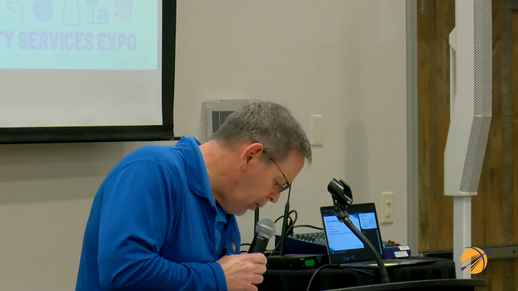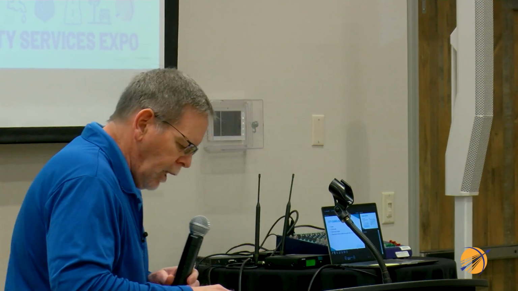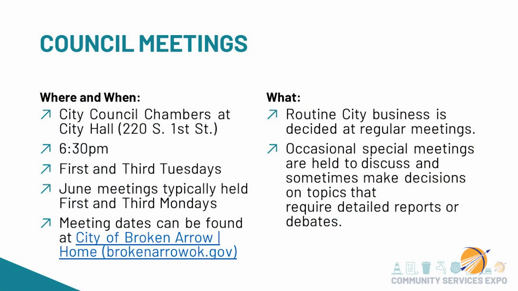So the city council, in order for them to go about their business and adopt policy, adopt any other kind of legislation, they have meetings to do that. They meet twice a month. Council meetings are held first and third Tuesdays of each month, 6:30. In June, the meetings are typically held the first and third Mondays.